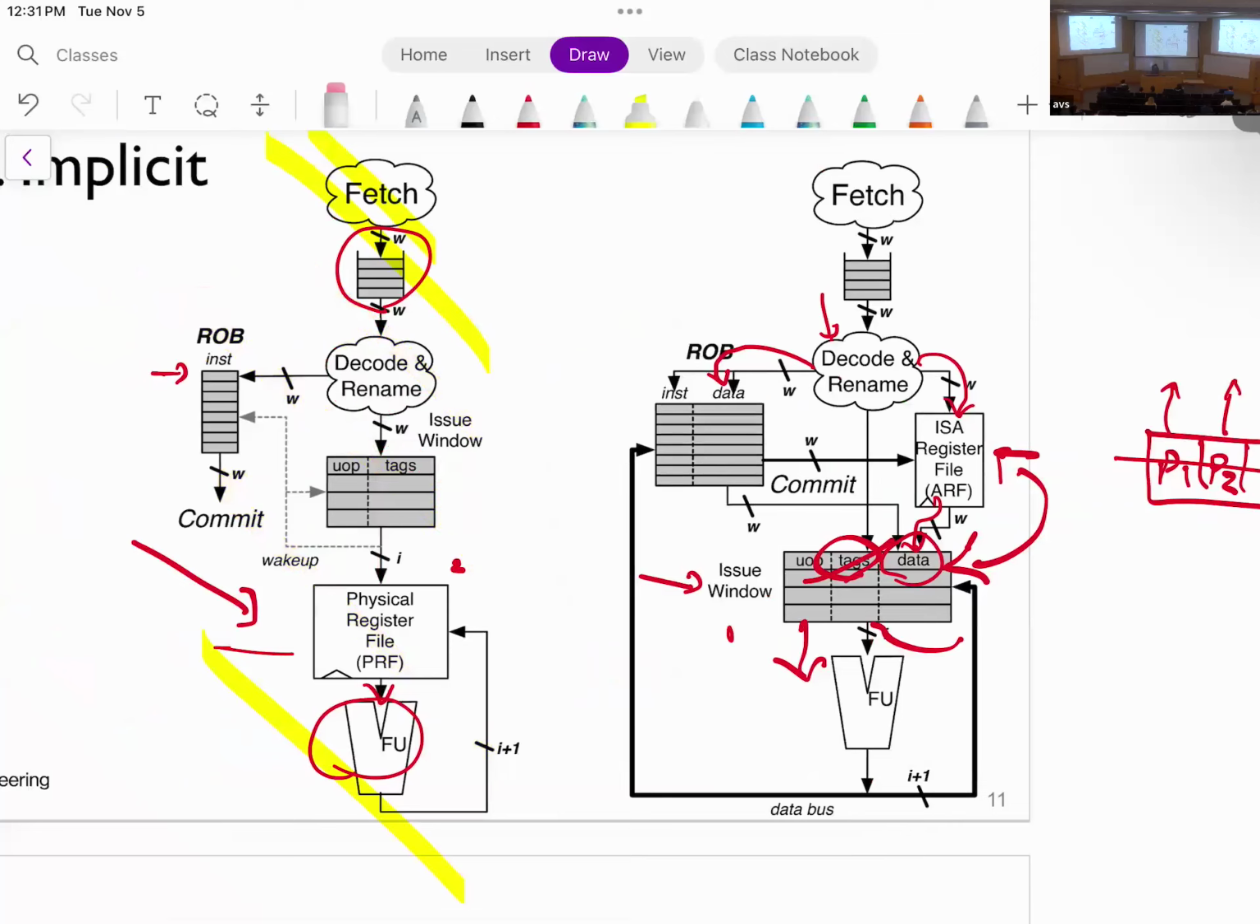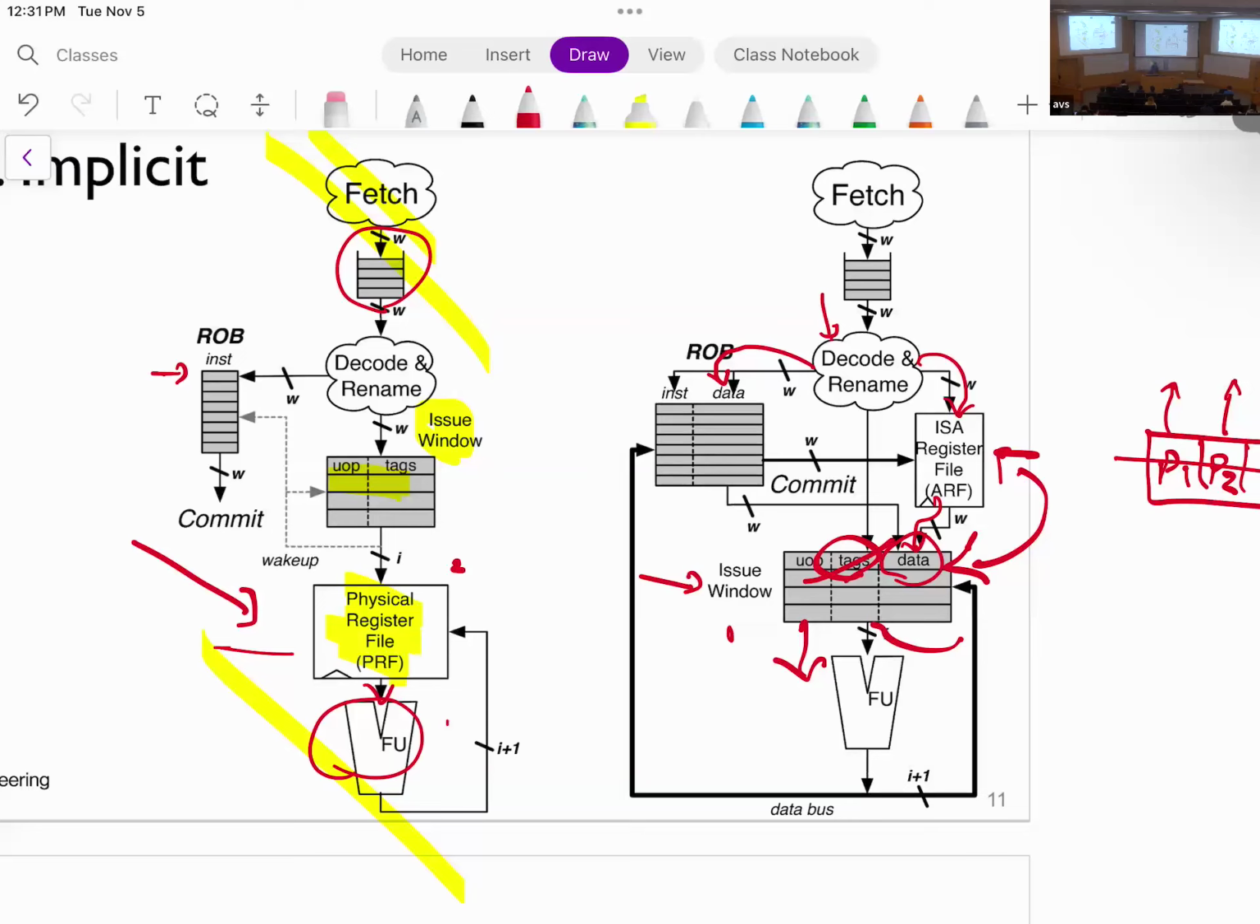So as you can see, in my issue window I only have the operations and their corresponding tags or PC or whatever, but then I'm going to actually read it from the physical register file. And from there, I'm going to pass it through the functional unit. So there's an additional middle step between reading from the reservation station and actually executing it.